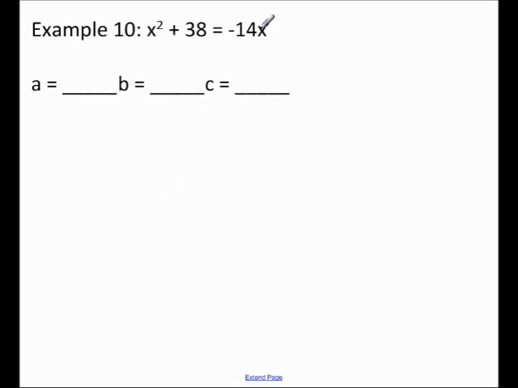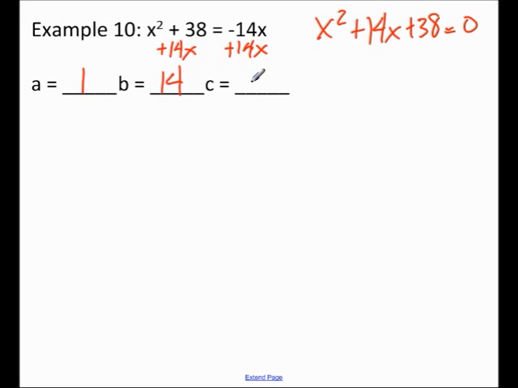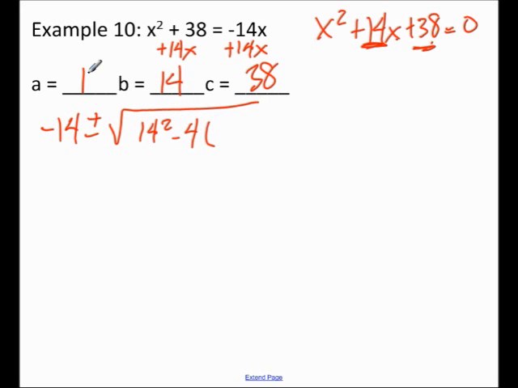Alright, example 10. We've got this negative 14 that I need to add over here. But I want to make sure x squared plus 14x plus 38 now equals 0. We want to make sure that that b is our 14. Cannot get these two mixed up. X squared, x number, or constant. So, plugging things into my formula, I'm going to get negative b, which is 14, plus or minus the square root of 14 squared minus 4 times a times c, all over 2 times 1.